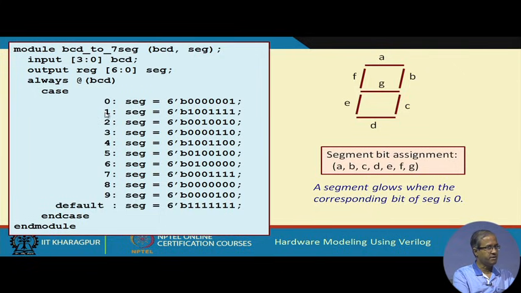Similarly, for 1, B and C will glow. So you see only B and C are 0. For 2, it will be like this. So C and F are switched off, like this you can check. So all these digits are glowing, and the default is that you switch off all the segments. If the input is something other than 0 to 9, because in 4 bits you can specify any number from 0 to 15, so if 10, 11, 12, 13, 14, or 15 comes, you switch off all the segments, right.